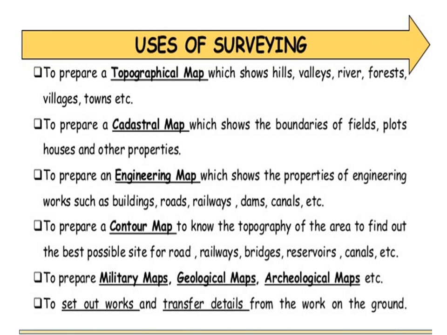Next is a contour map. A contour map is drawn to know the topography of an area, to find out the best possible site for road construction, railway, bridges, reservoir, canal, etc. And surveys are also used to prepare military maps, geological maps, archaeological maps, etc.